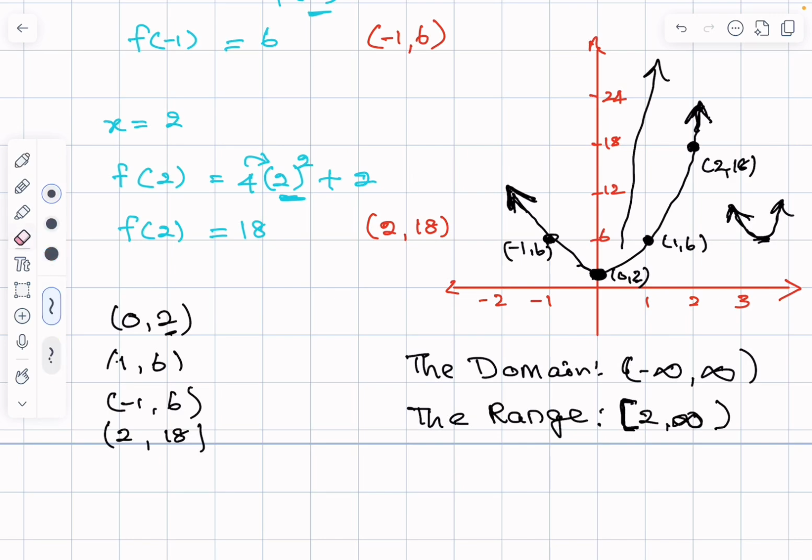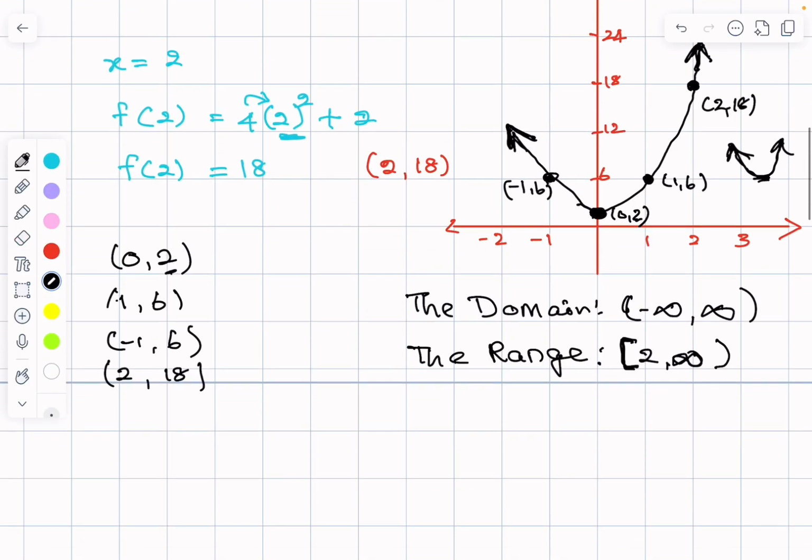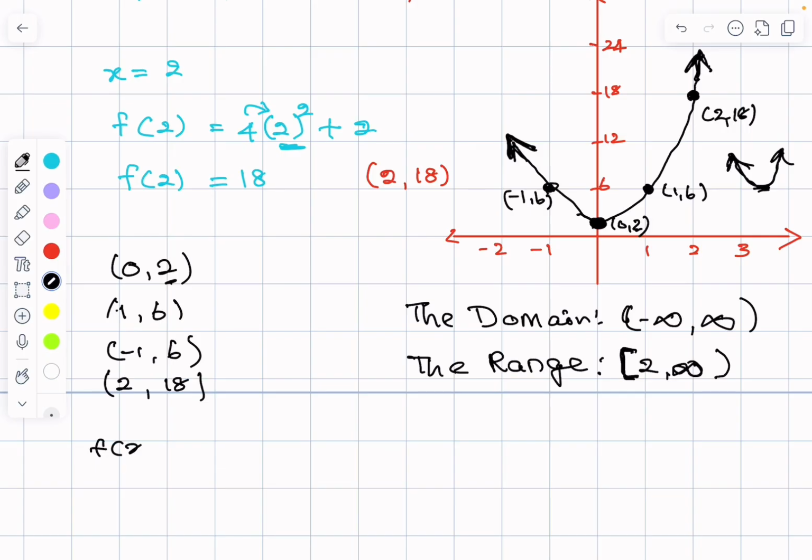So let's see this summary. f of x is the same as y. So remember that always, f of whatever the letter, it is equal to y. And the domain is x values, all real numbers, negative infinity to infinity. And the range is y values, all starting from 2 and going up till infinity. It is continuing.